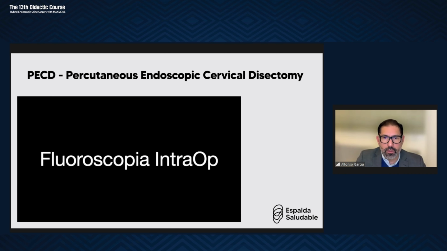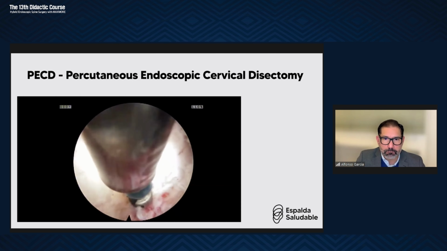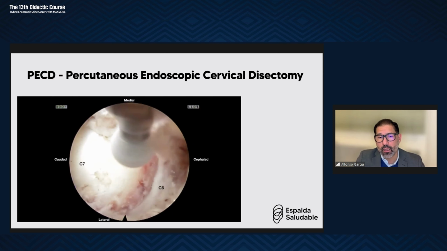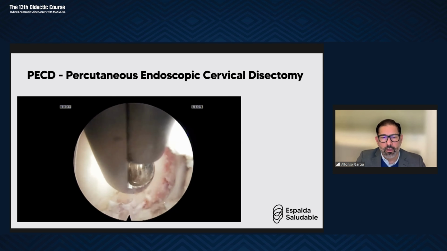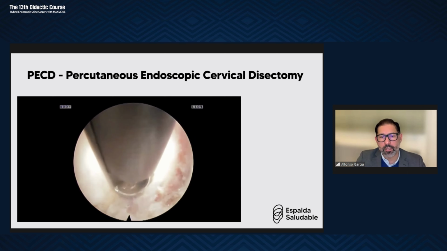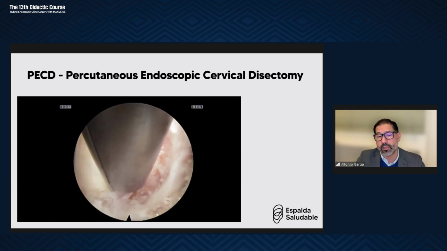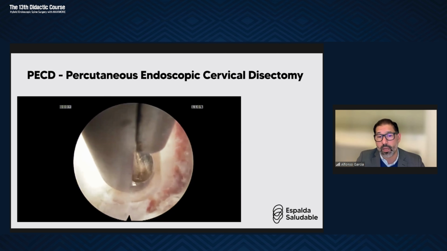So, the intra-op fluoroscopy with the cannula in position, the initial dissection, the initial drilling of the inferior edge of the lamina for C6. I try to leave the anterior cortical intact in order to resect it with the Kerrison rongeur.